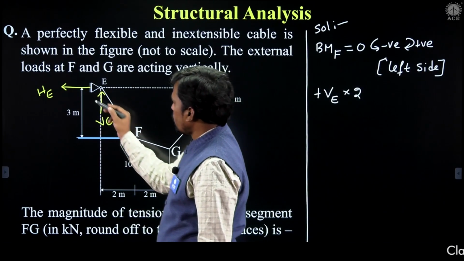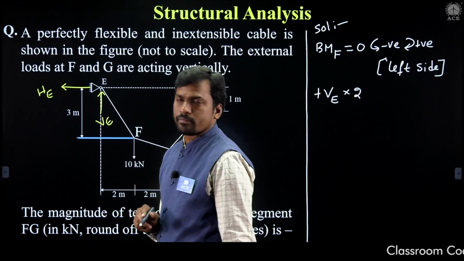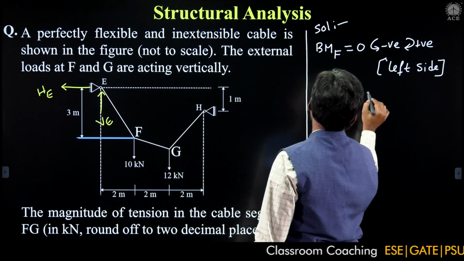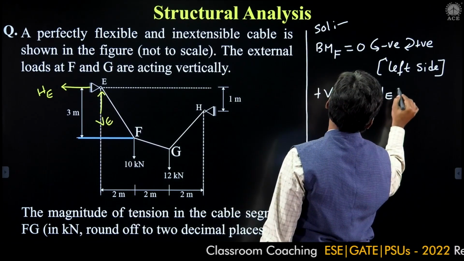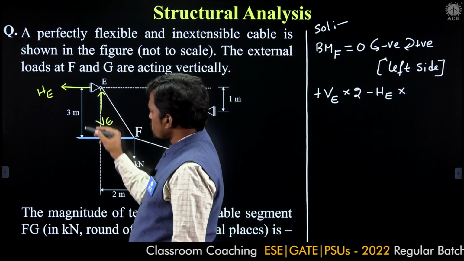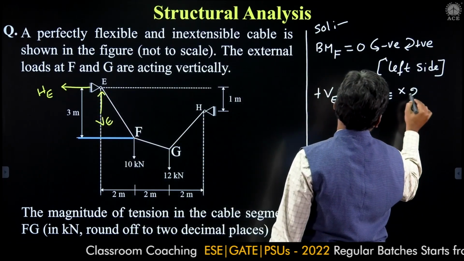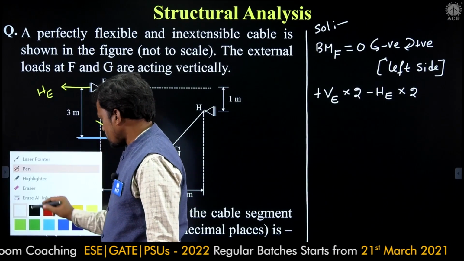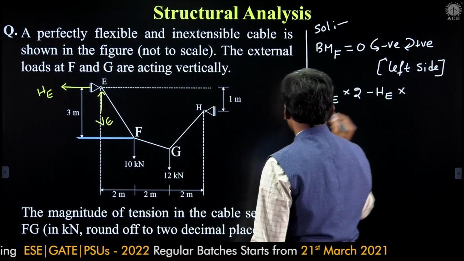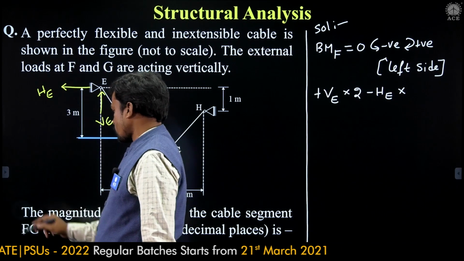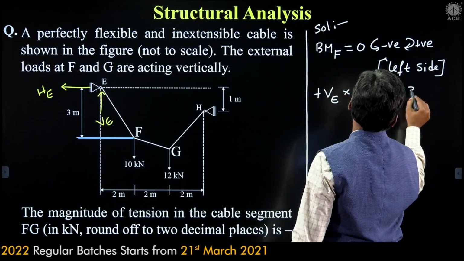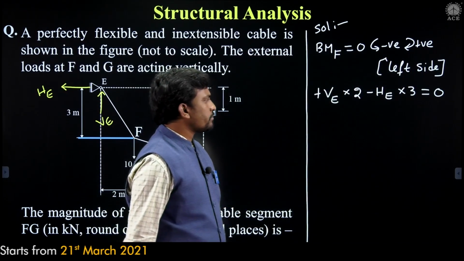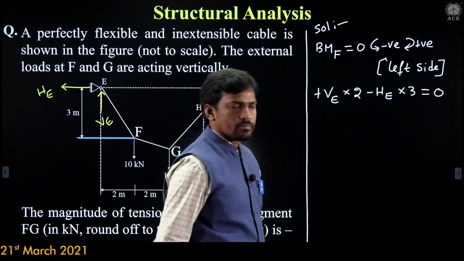And here the horizontal reaction also develops a moment at F, right? Is it clockwise or anti-clockwise? This is anti-clockwise, so minus HE into the perpendicular distance, which is 3. Perpendicular distance is 3, equals 0. Now from this equation, can you find the HE value?